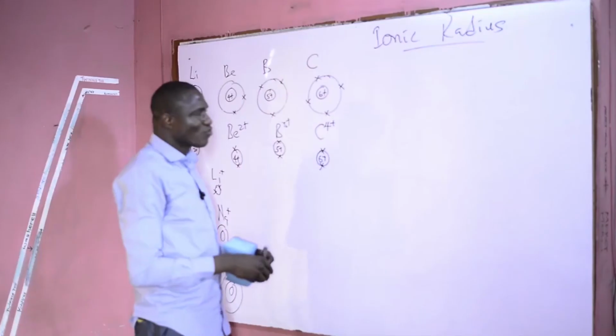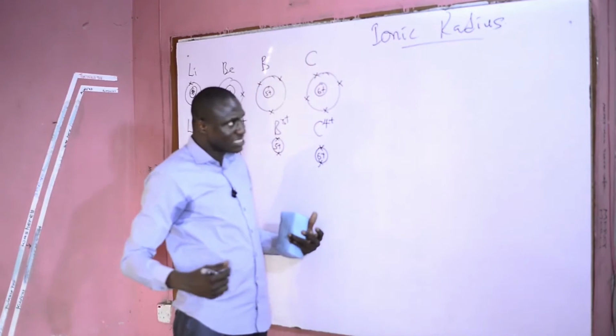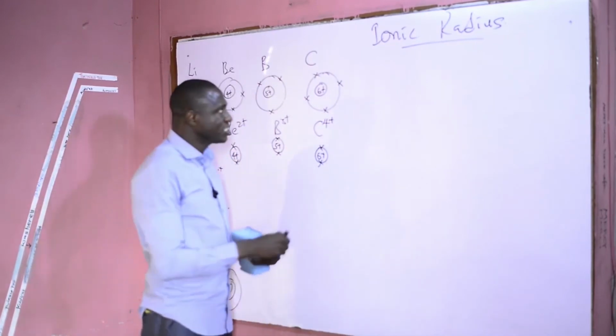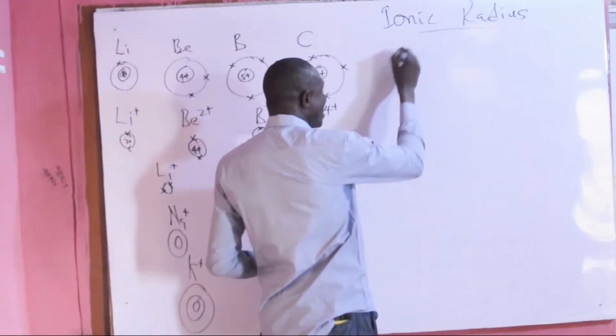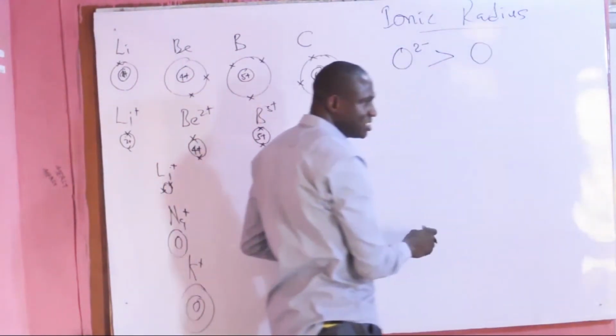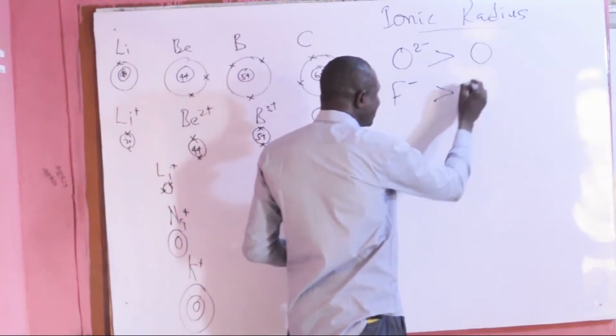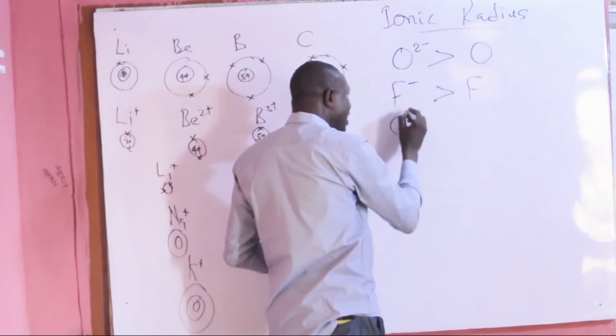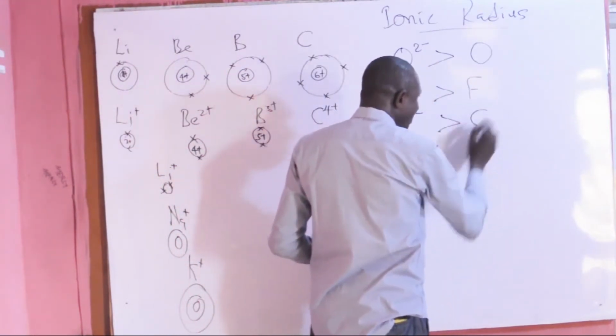Another question is: why are anions bigger in size than their neutral atoms? For instance, we observe that an oxide ion has a larger size than neutral oxygen. A fluoride ion has a larger size than neutral fluorine. A carbide ion has a larger size than neutral carbon.